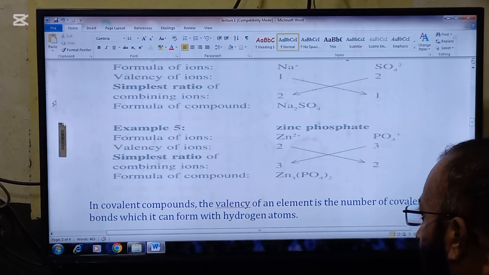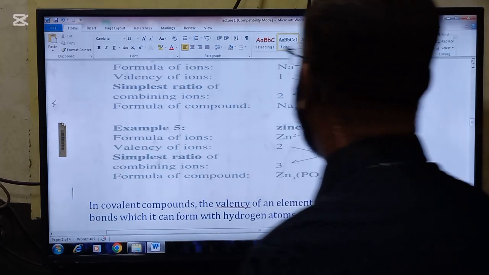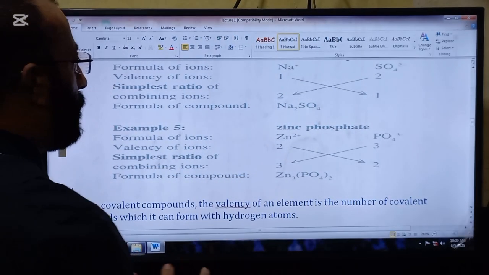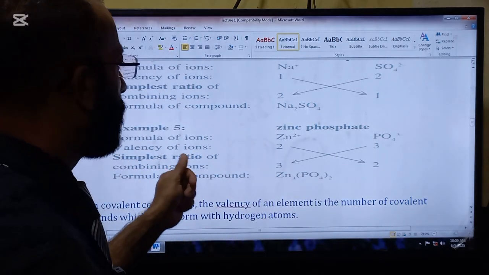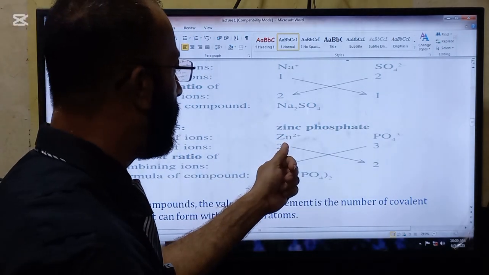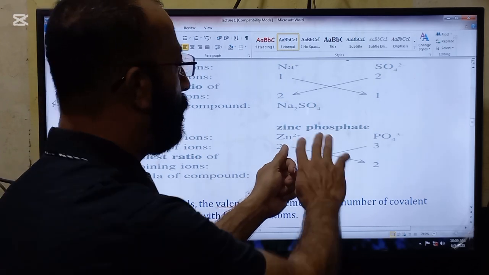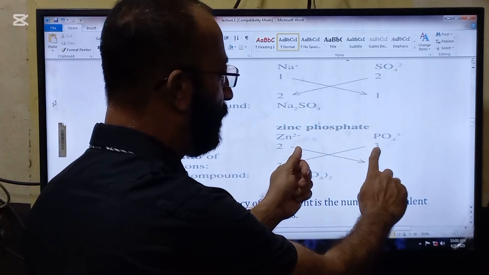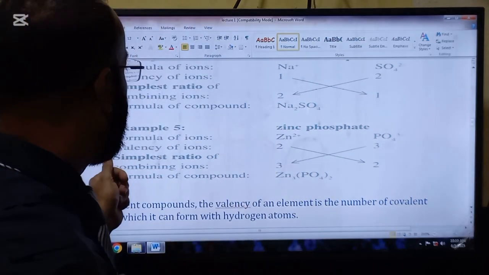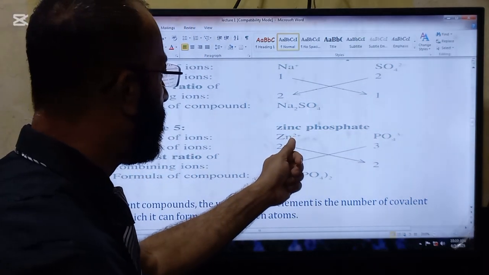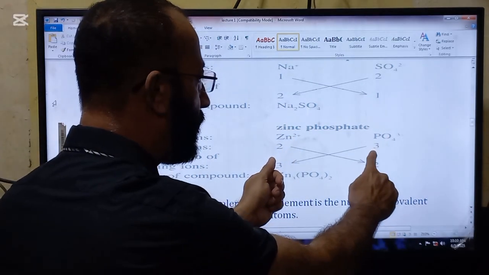We are going to read another example. That is, we are going to write the formula of the zinc phosphate. First, we will write the formulas of the ions. Zinc ion is Zn2+, and phosphate ion is PO4 3−. Next step is valency of the ions. Its valency is 2 and its valency is 3.